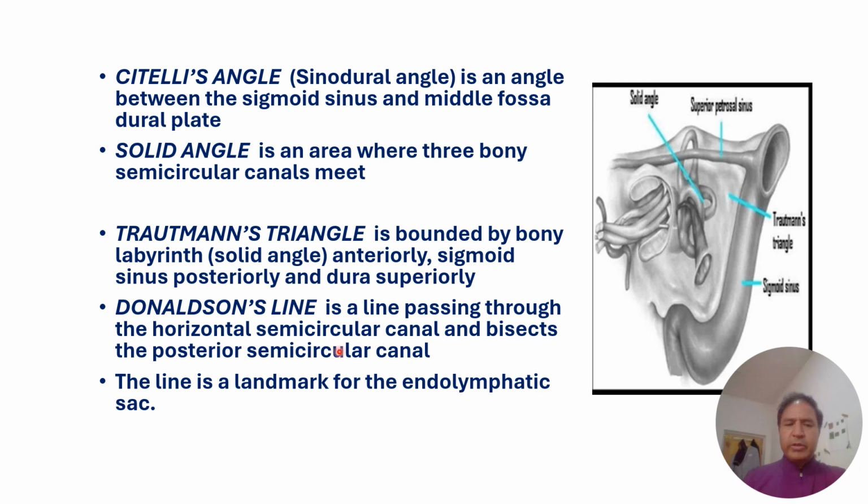Now we have Donaldson's line, a line passing through the horizontal semicircular canal and bisecting the posterior semicircular canal. What is that line? That is Donaldson's line. What is the importance of Donaldson's line? It is a landmark for the endolymphatic sac.